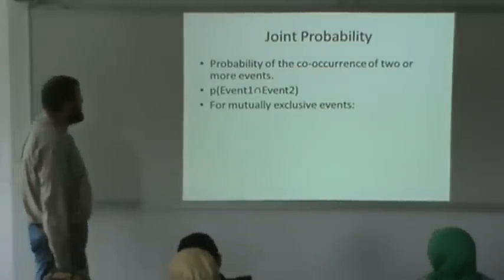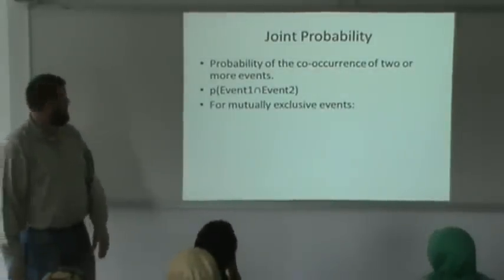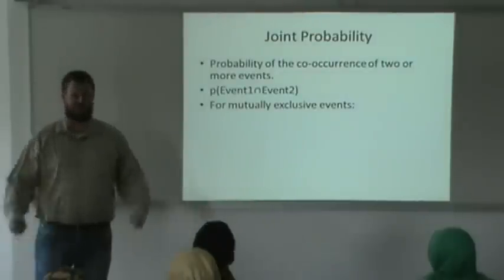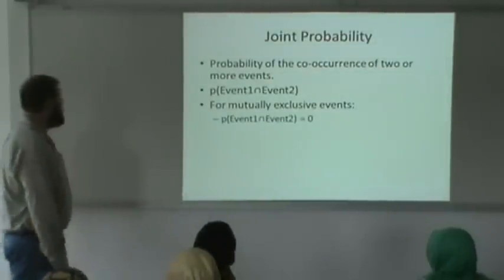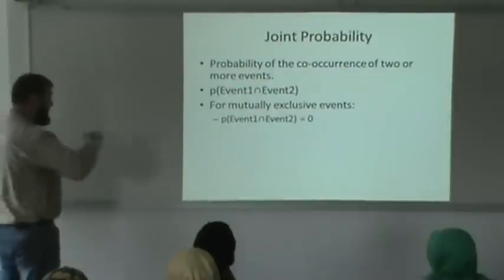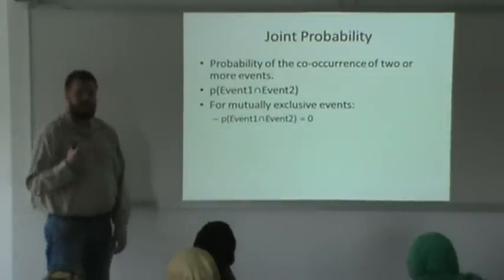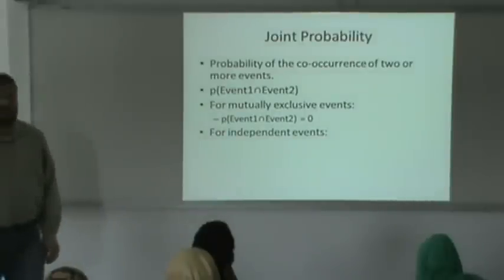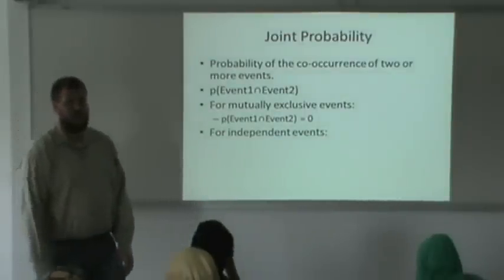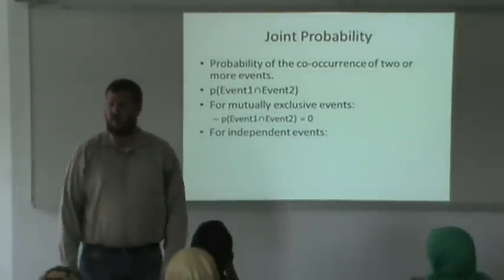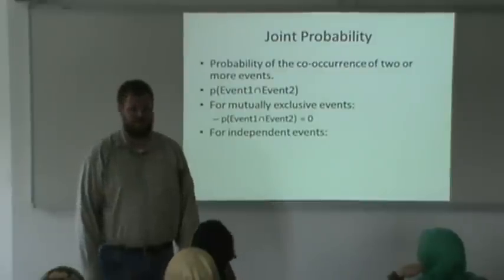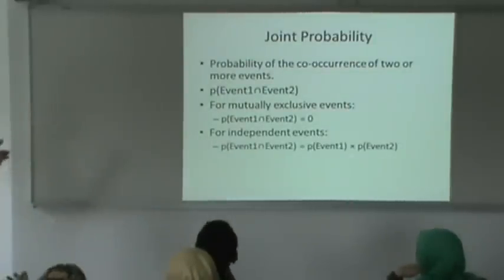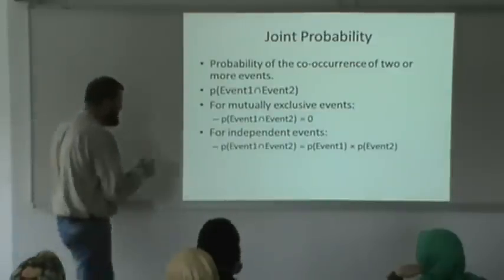Okay, so for mutually exclusive events, what would the joint probabilities be? 0. Yes. Probability of event 1 and event 2 for mutually exclusive events is equal to 0. How about for independent events? 1. No. 0? No. There is nothing. Like, doesn't affect. Actually, it does affect things.